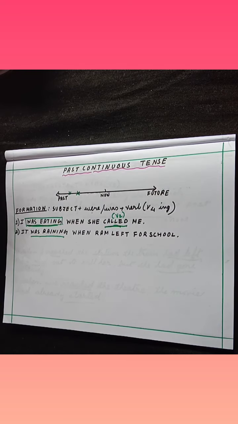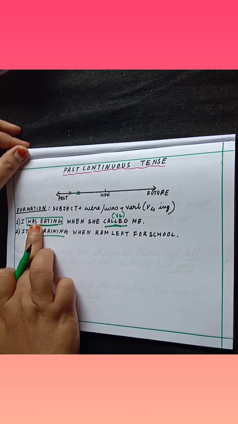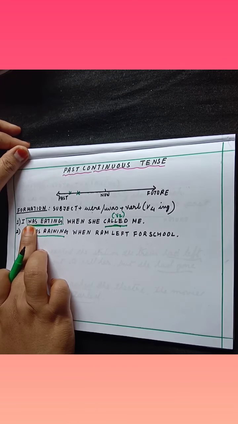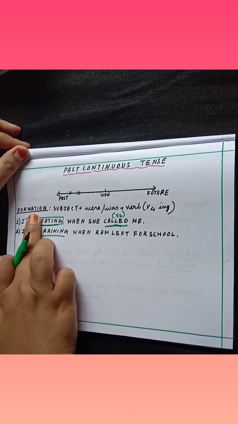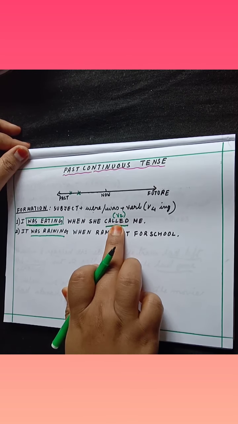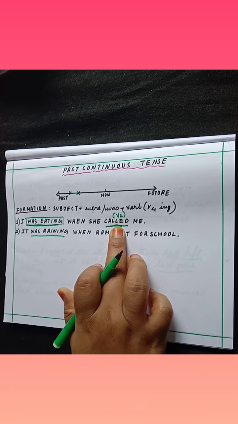All right. Now let's come to this verb. I was eating when she called me. So both are in past tense. If you see was eating, was, the helping verb was denotes past, right? And called is V2. So it is in the simple past tense, right?